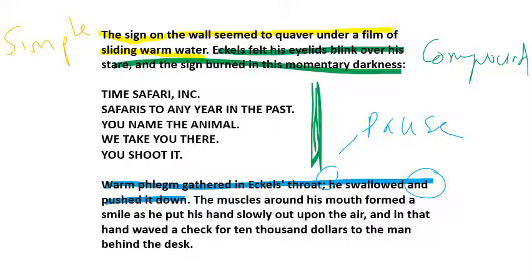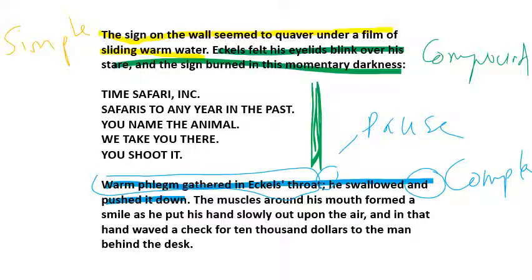That is a simple sentence, but then he's combined it with "he swallowed and pushed it down." He's combined that with a compound sentence. And so here, this is an example of a complex sentence because it is a simple sentence combined with an independent clause, "he swallowed and pushed it down."